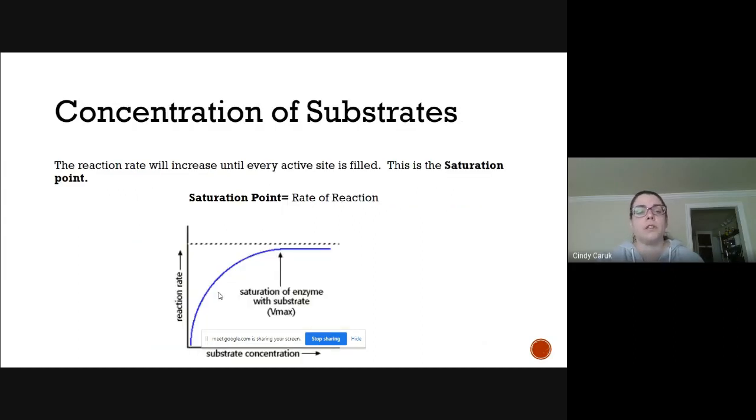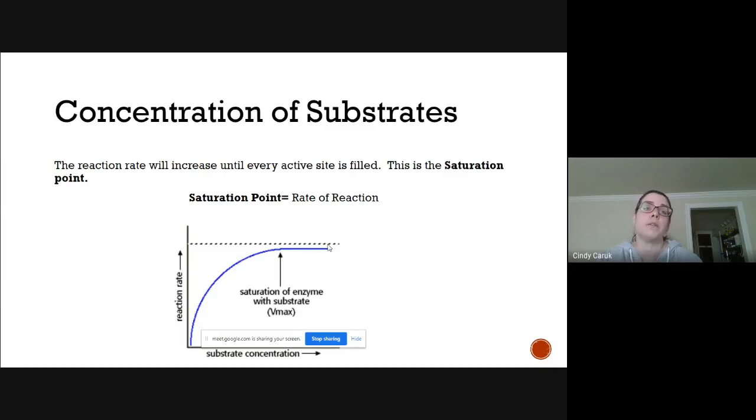For concentration of substrates, the reaction rate will increase until every active site is filled. That's our saturation point, and that's actually your rate of reaction as well. So I could easily see them having you graph some of this data and then having to explain it, identifying optimal pH, optimal temperature, or reaction rate. So you should remember with reaction rate, it's where it levels off.